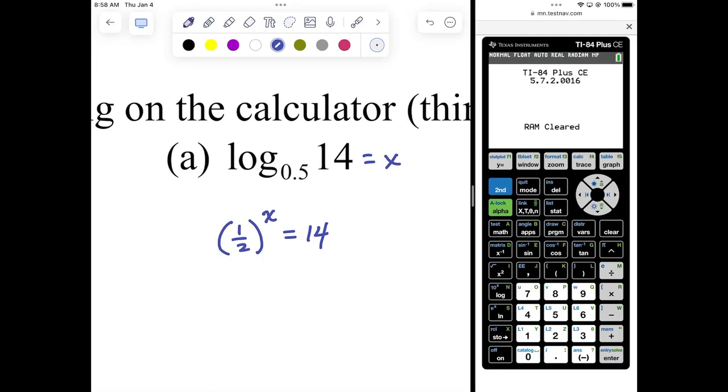That'd be 2. That's too small, right? What about 2 to the negative second? That would be 2 squared, which is 4. That's still too small. What about negative 3? That'd be 2 to the third, which would be 8. Is that still too small? What about 2 to the negative fourth? That would be 16. That's too big, right?